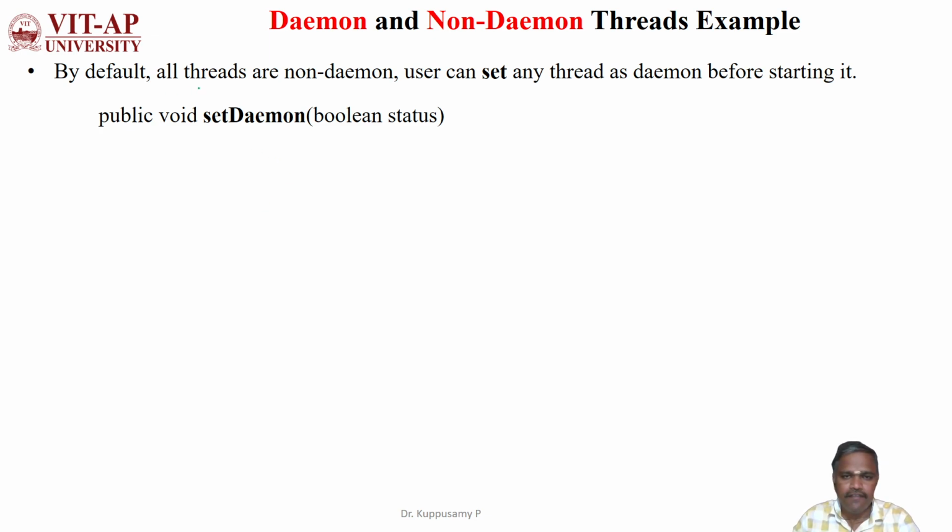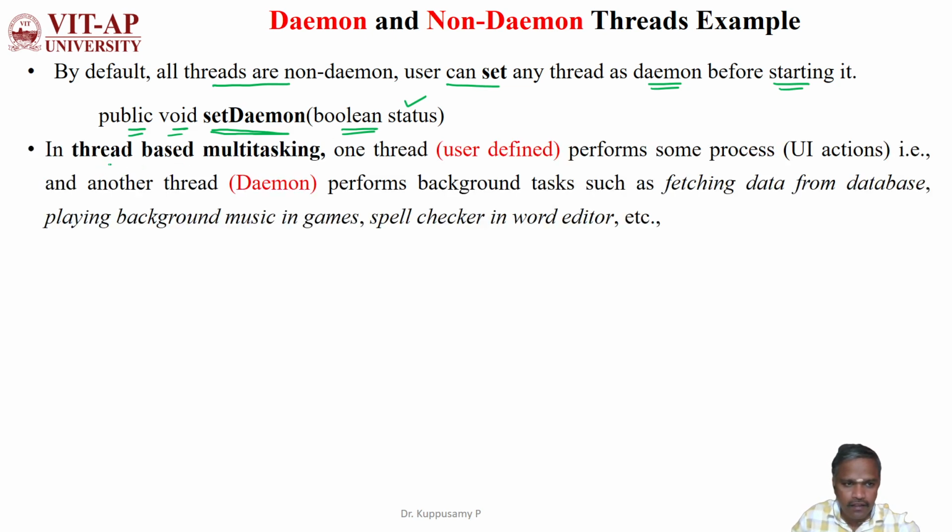By default, when we define threads, all threads are non-daemon. If the user wants to set a given thread as a daemon thread, then he can set any thread as a daemon thread before starting the program. The syntax is given here. Public is the keyword, the return type is void, and setDaemon is the method which sets that particular thread as a daemon thread. Here it takes a boolean, so we can give true or false.